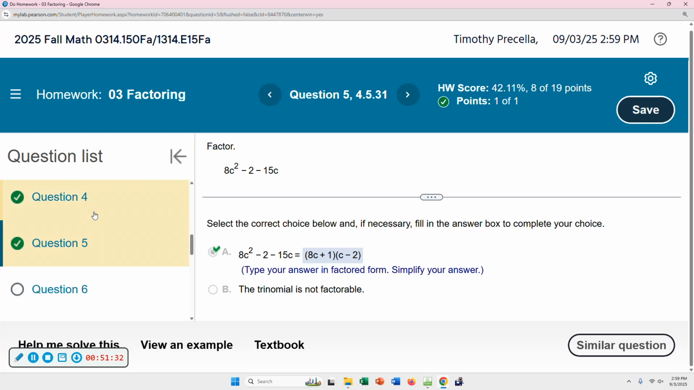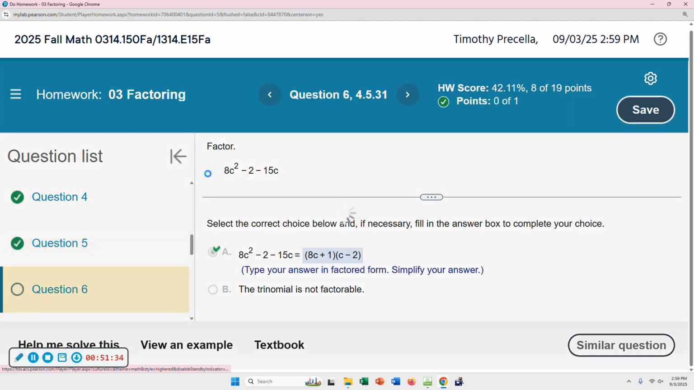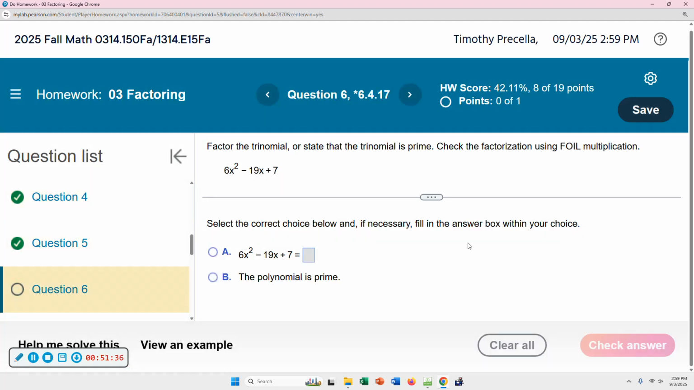What's next? Number 6. Okay, 6x squared minus 19x plus 7. Oh, I like the way this one says, use FOIL to check your answer.